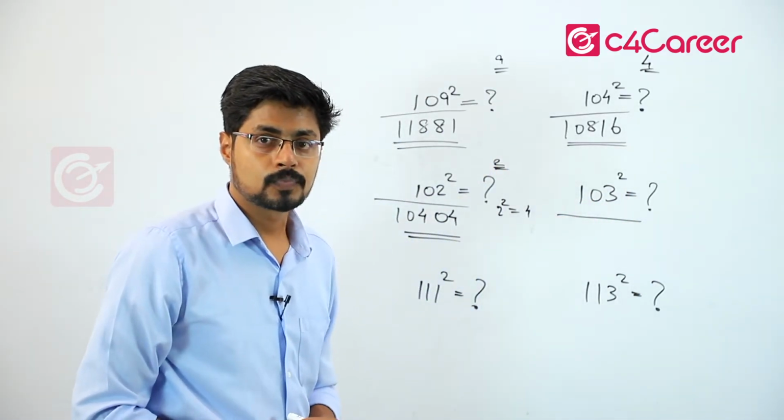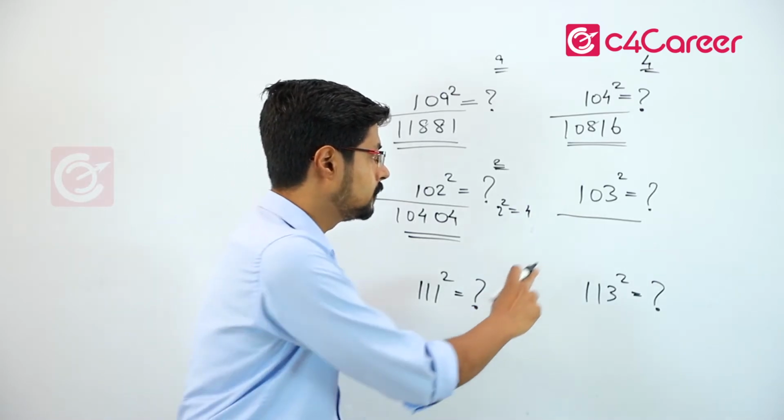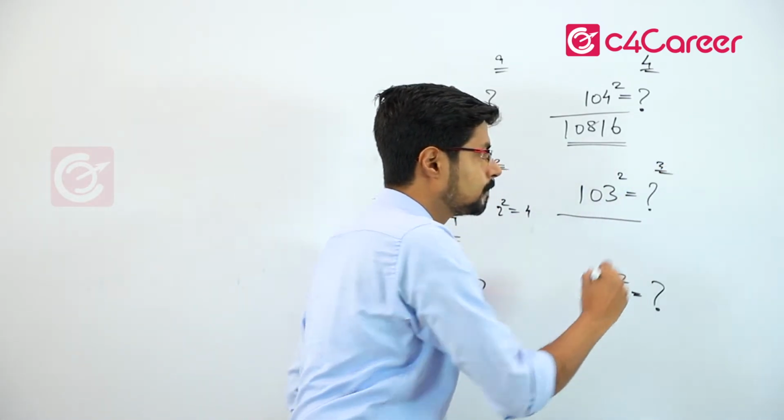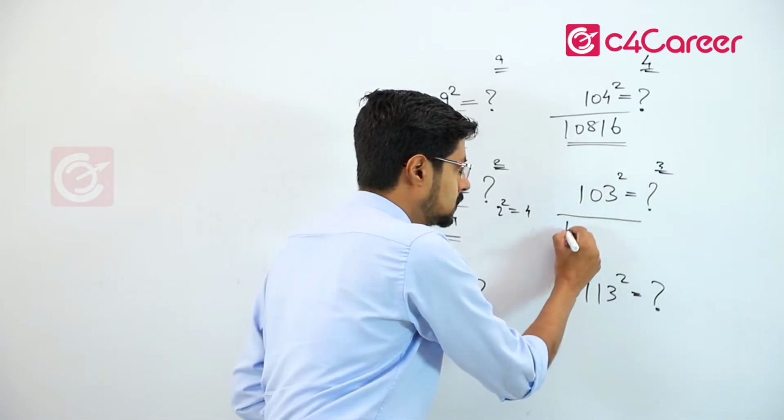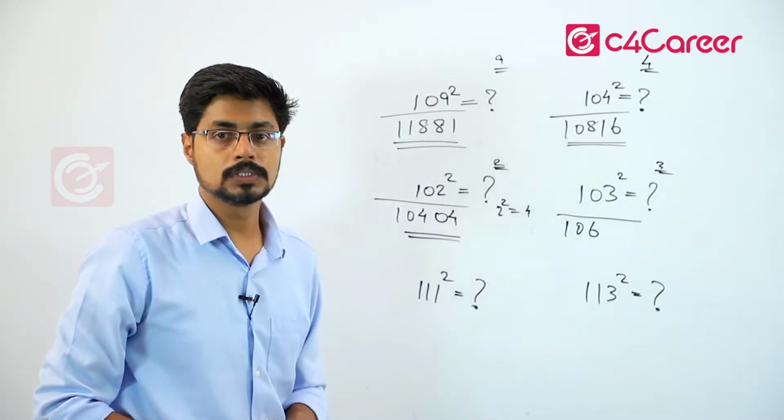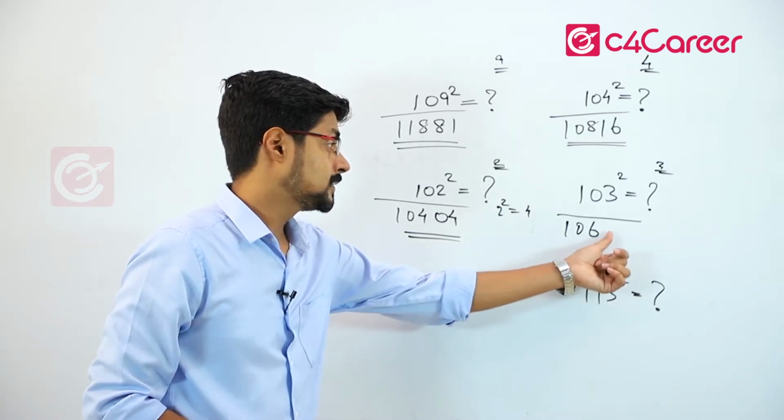103 square. So what is the difference from 100? The difference from 100 is going to be 3. What is going to be the first part? 103 plus 3, that is 106. 106. What is the second part?